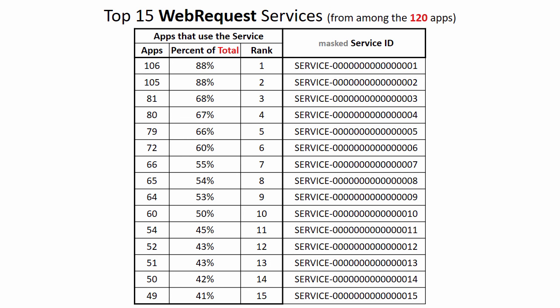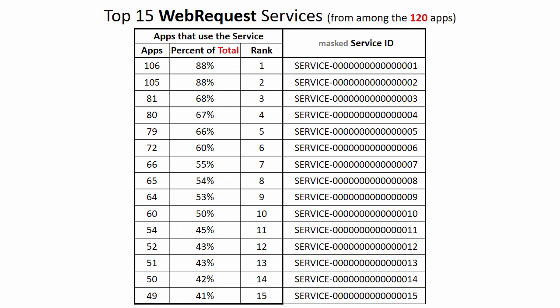Intuitively, you may think that the services that are used by the most apps are the most important services. Here's a list of the top 15 web request services based on how many apps use each service. As we will soon see, these are not the top 15 most important web request services.